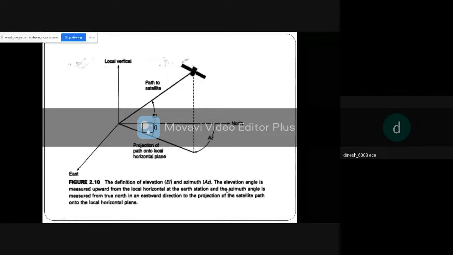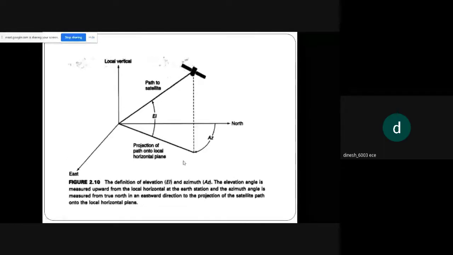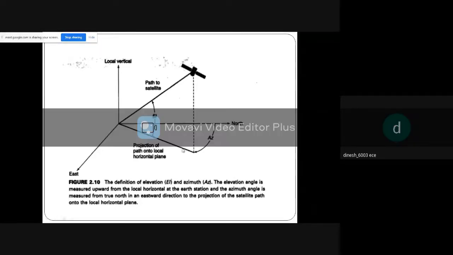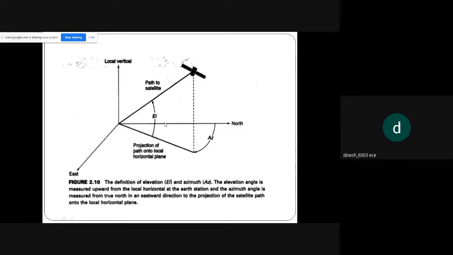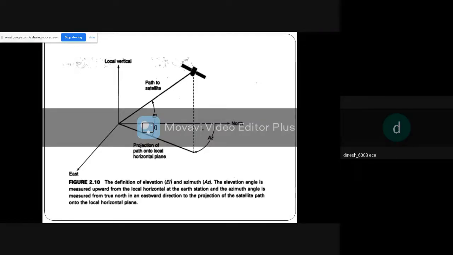Azimuth angle is measured from the true north in an eastward direction to the projection of the satellite path onto the local horizontal plane. Whereas elevation angle is measured from the local horizontal plane with respect to Earth to the path of the satellite. You can see that Earth is here, and to the path of the satellite an angle is measured. This we call the elevation angle. So elevation angle and azimuth angle are your two basic look angle determinations.